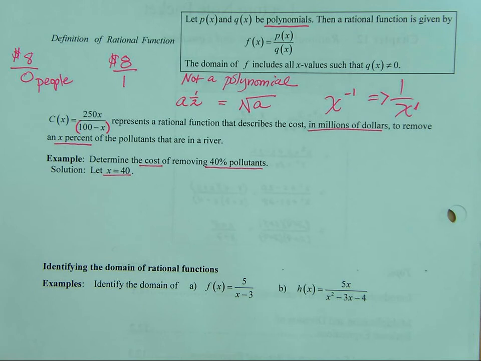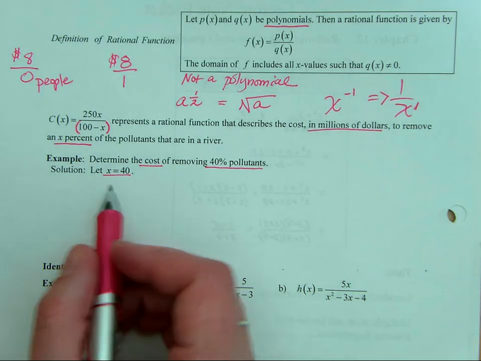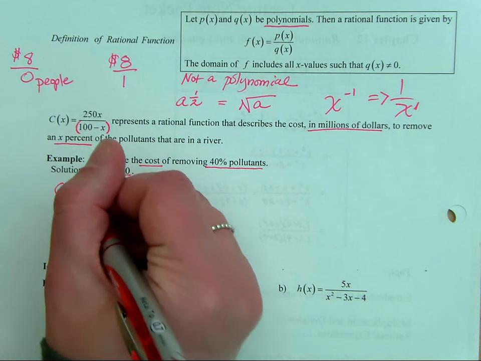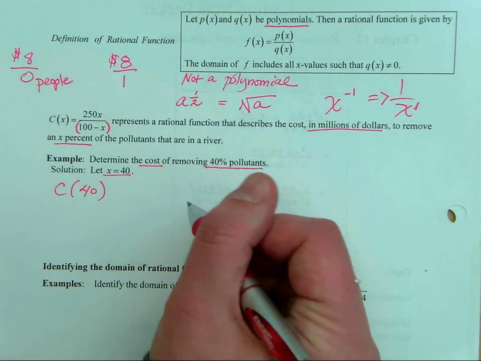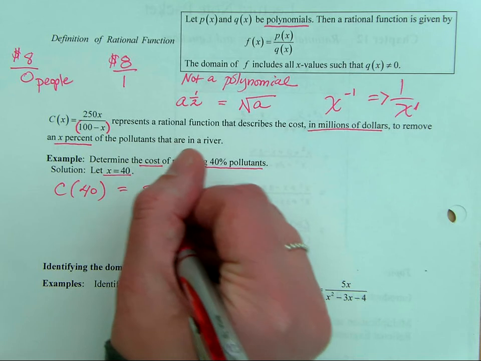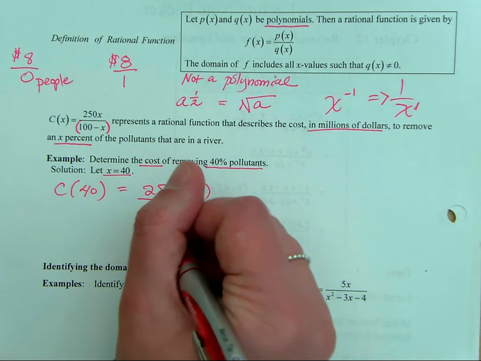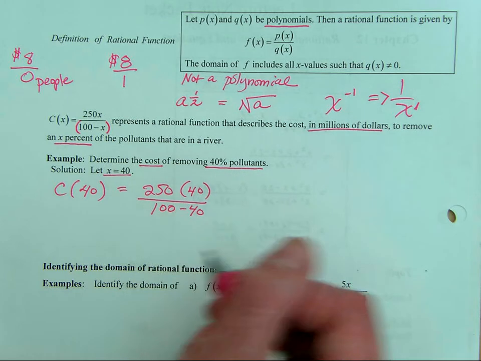So if I wanted to do that, am I actually solving or am I evaluating? Remember, we've talked about the difference between solve versus evaluate. Am I solving for X or do I have X? I have X. So what will I do to find out the cost? Exactly. We're going to plug in 40 wherever we see X. So we get 250 times 40 divided by 100 minus 40.